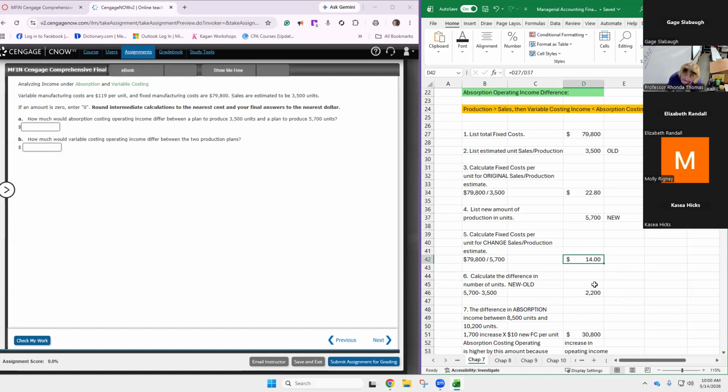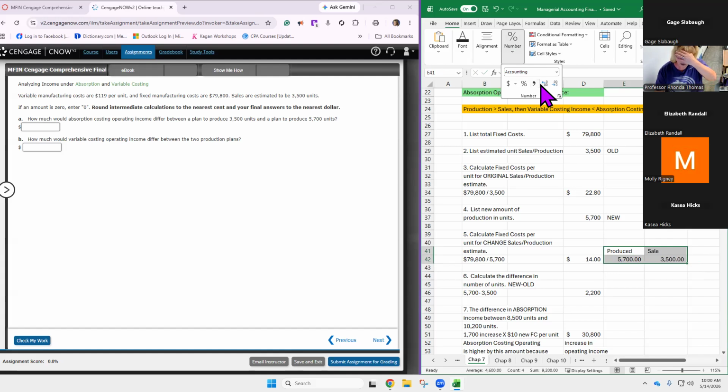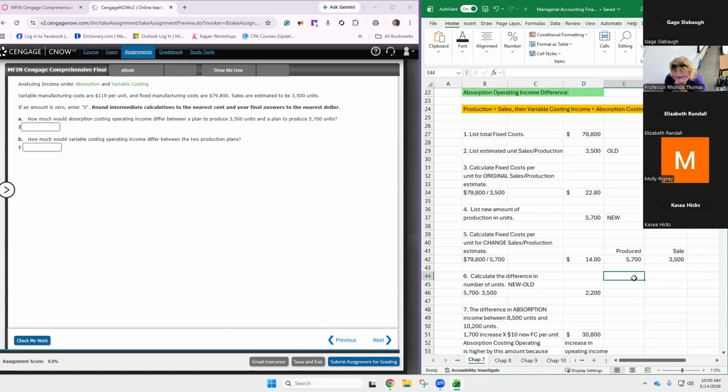We need the change in the units, because now what do we have? I want to put this down. So now we have produced 5,700, but the plan is still to sell 3,500. Remember, these are numbers of units, not dollars. And there you have it. So this is the new thought. This is the new occurrence.